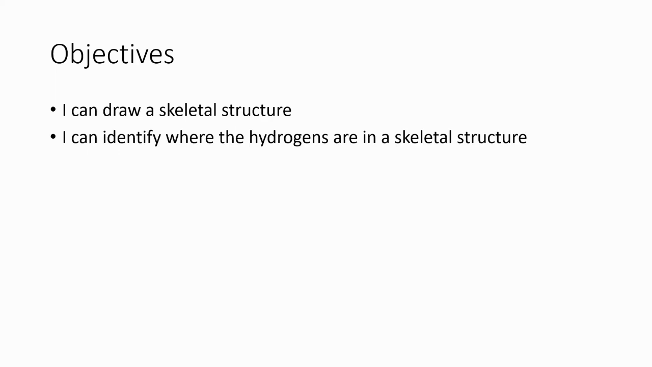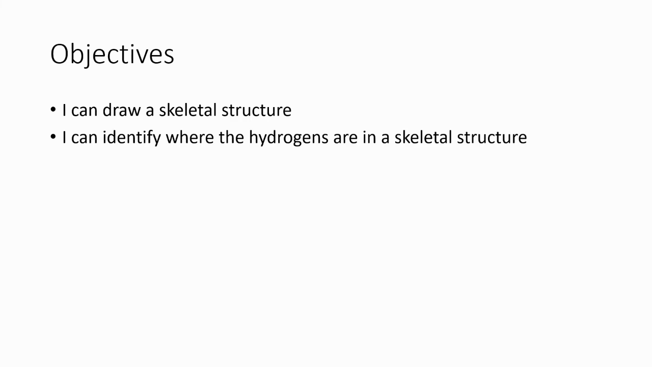On the test, I think something that people missed a lot was they didn't read the question. ALEKS lets you draw either a skeletal structure or a condensed structure. You need to know the difference, and you need to read the question and answer. Is it asking you to draw the skeletal structure, which is what we're going to talk about today, or the condensed structure, which is what we talked about last time?